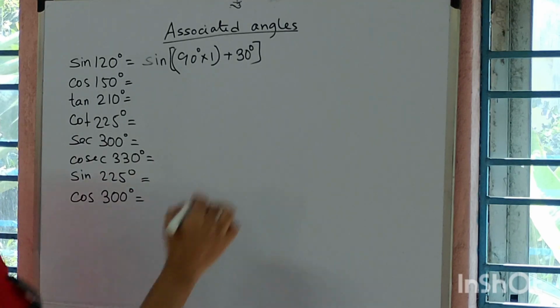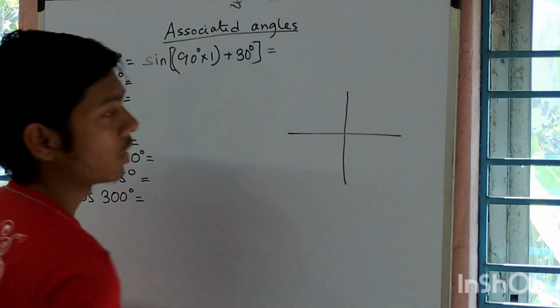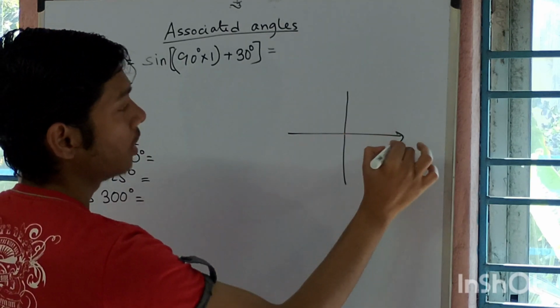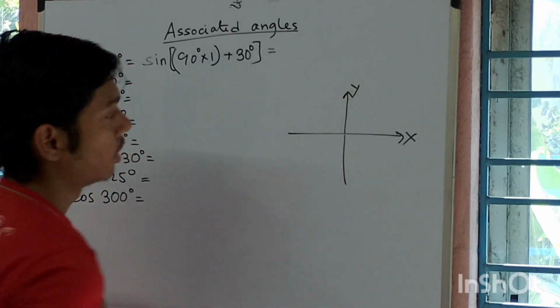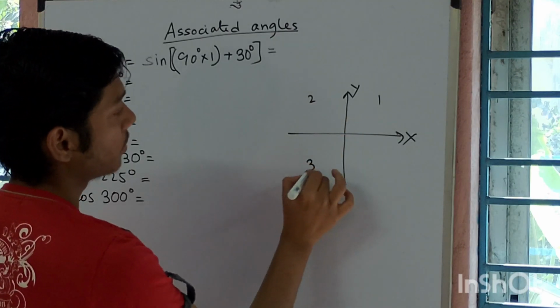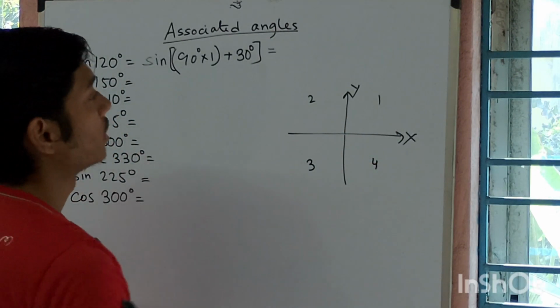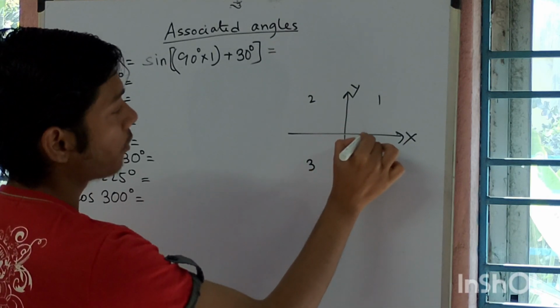Fine. Then you draw the coordinate system. Okay, this is your x-axis and this is your y-axis. This is x and this is y. And this is my first quadrant, this is my second quadrant, this is my third quadrant, and this is my fourth quadrant. Correct. So now you will start from here.